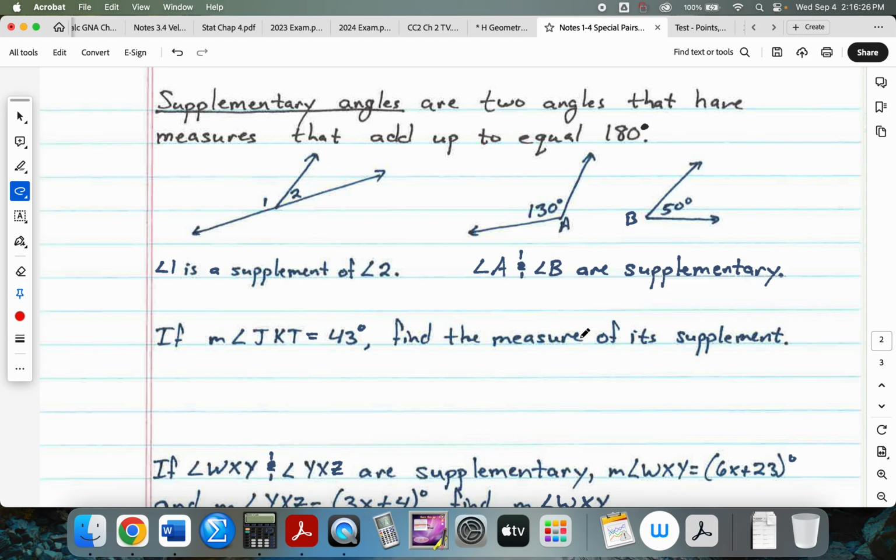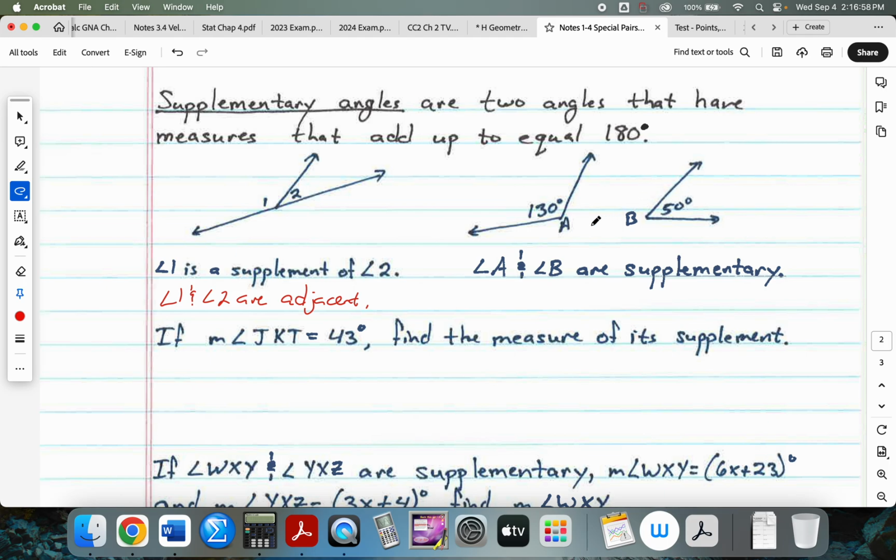Again, they can be adjacent. Here, angle 1 and angle 2 are adjacent. And their measures add up to 180. And we can either say angle 1 and angle 2 are supplementary, or we can say angle 1 is the supplement of angle 2, or angle 2 is the supplement of angle 1. It means the same thing.